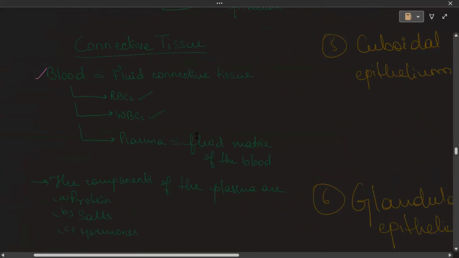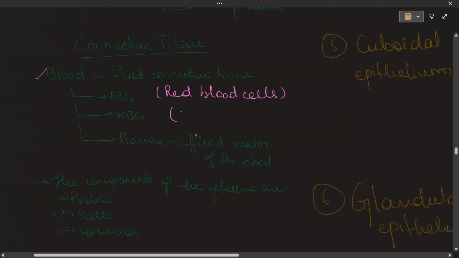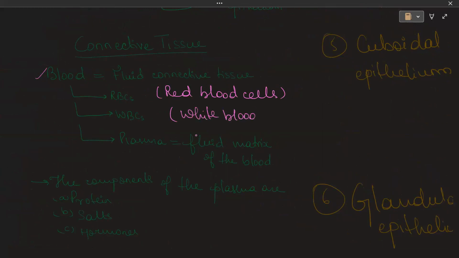So blood is the fluid connective tissue of our body. It contains RBCs that are known as the red blood cells. Now, the blood also contains WBC. Do you know what is the full form of WBC? White blood cells. Very good. White blood cells.